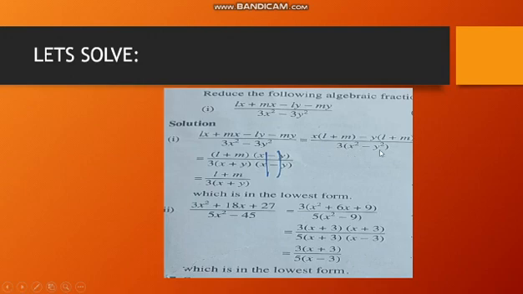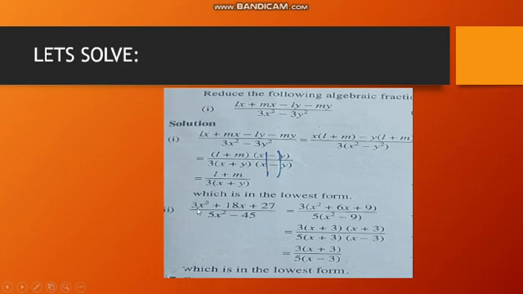lead me to make an identity, which is x² − y² equal to (x + y)(x − y), which is the third formula in your book. So I will write (x + y) and (x − y), and this x − y and this x − y will cancel each other, and the remaining term will be my answer.